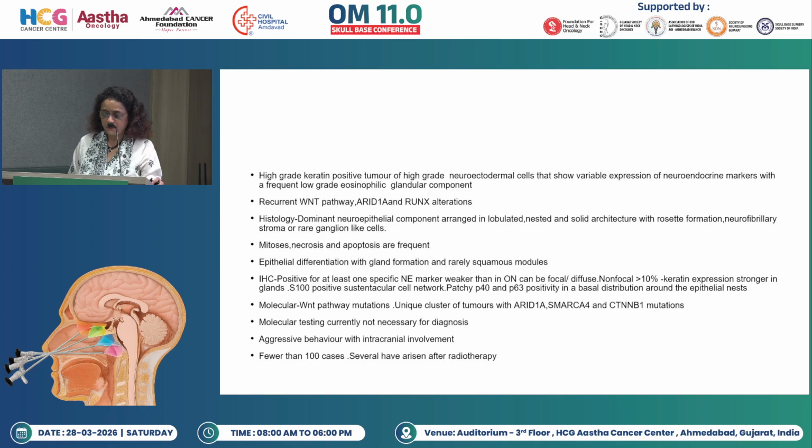There are ARID1A and RUNX alterations, and basically in histology one should see this neuroectodermal component, which will obviously express neuroendocrine markers. Then one will have epithelial differentiation, which will be positive for keratin. One has to remember that this keratin positivity is more than 10%, and S100 positivity. Molecular wise, this can have SMARCA4 alteration, ARID1A and CTNNB1 mutation, but we are not doing molecular testing. It is not necessary for diagnosis.